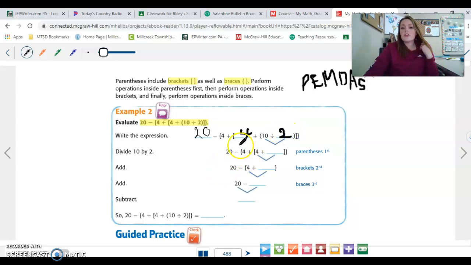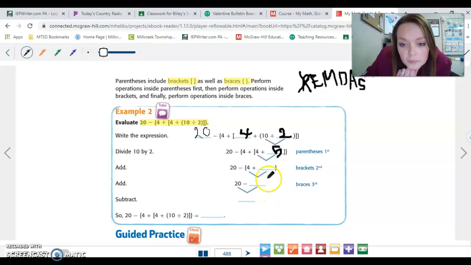Okay, so first we're going to just ignore the brackets and braces, and we're going to go straight to my acronym. I'm going to look at it. I need to do parentheses first. Okay, so I have 10 divided by 2. 2 times what is 10? 5. I did my parentheses. I'm going to cross it out. Now I'm going to look inside my parentheses, and I have brackets, so I'm going to do those too. So 4 plus 5 is 9.